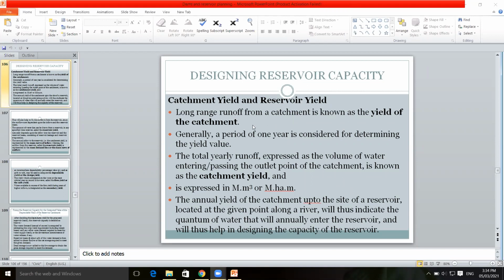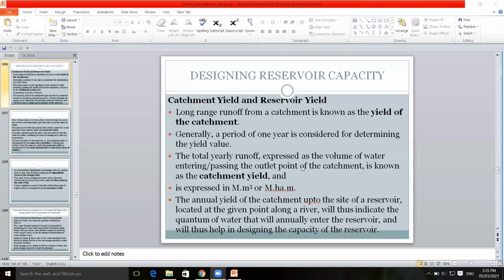This is the overview. The long range runoff from a catchment is known as the yield of the catchment. The quantity of water which is stored on the upstream side of the dam, that is the yield of the catchment. For this, a 1 year period is considered for determining the yield of the catchment. The catchment yield is expressed in million hectare meter or million meter cube.